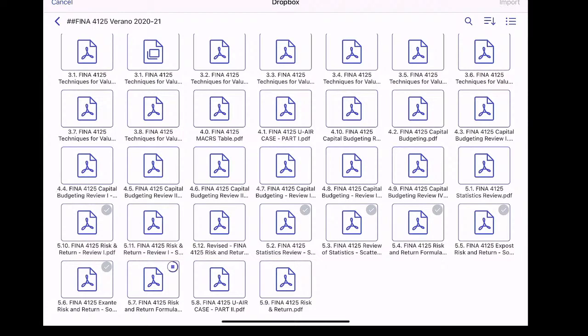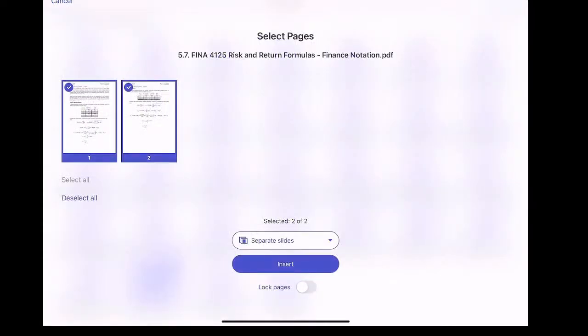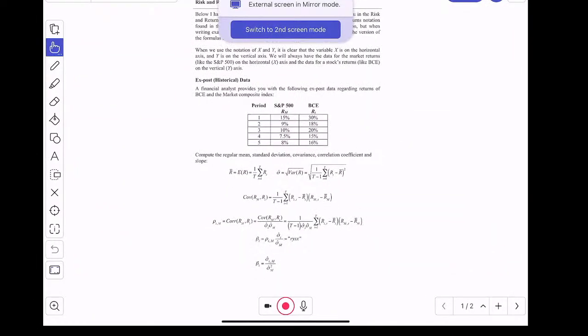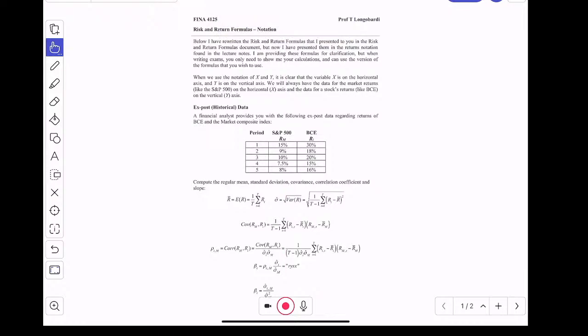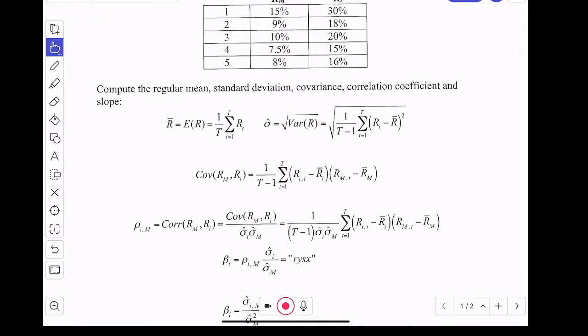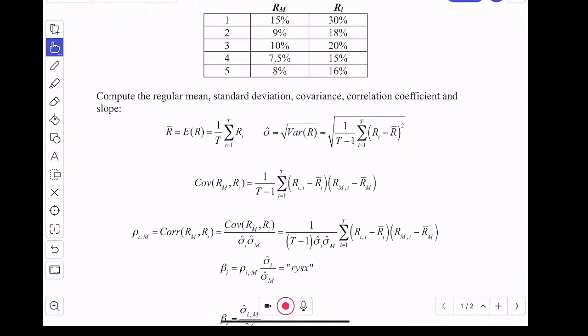Then what I did was I put on one page all the formulas again using finance notation like your textbook or a finance book would. So these are all the same formulas, but rather than X, I'm putting R for return, return, return. And then what I do next with the notes is get into talking about where R comes from. How did these R's get derived?